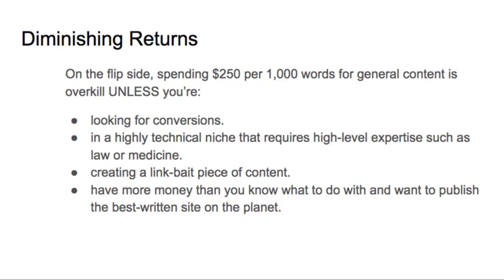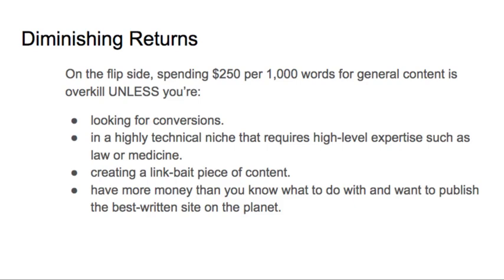So let's stick to task here and carry on in terms of what you should spend per 1,000 words. So I would venture to say most of the time $250 per 1,000 words is probably going to still be overkill. Now, when you're talking these rates, $250 per 1,000 plus, all right, there are exceptions.